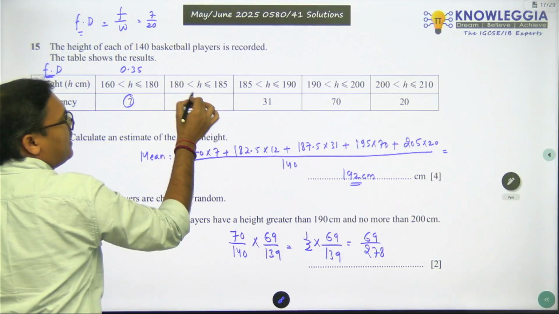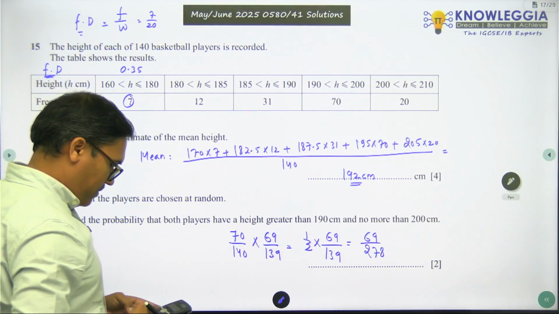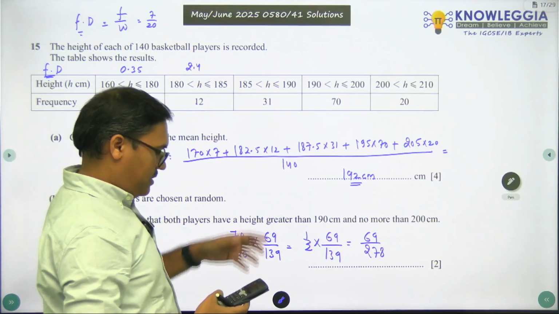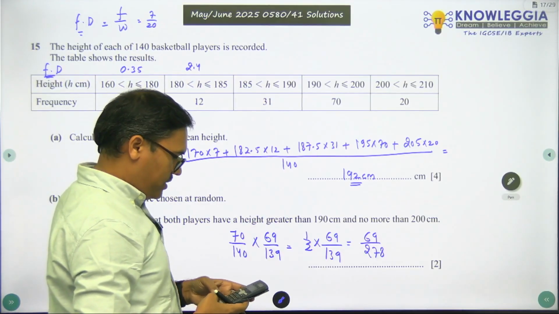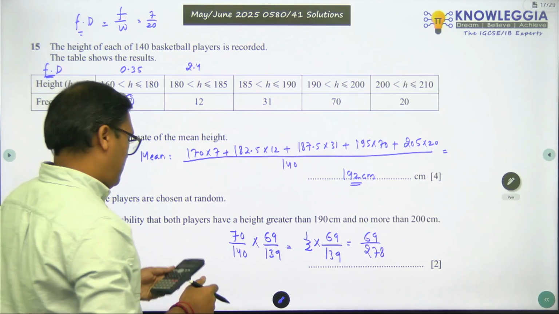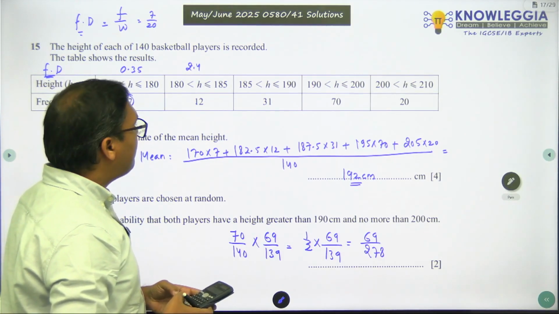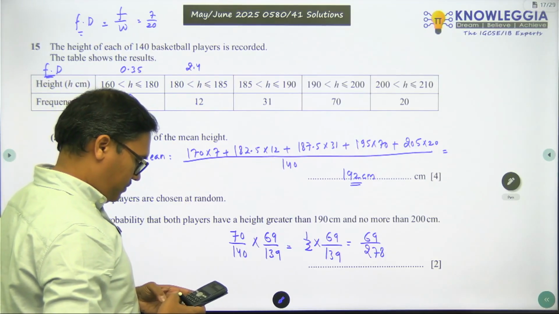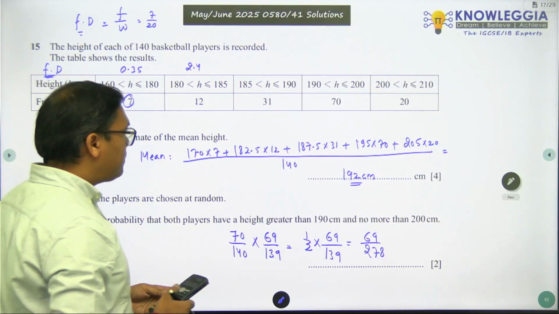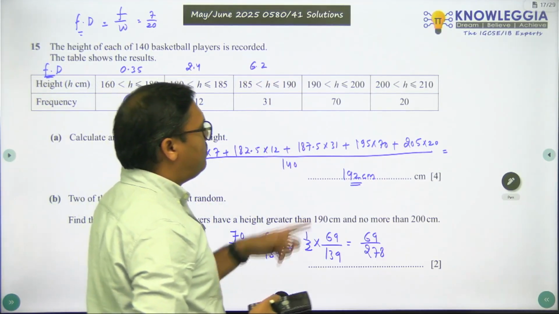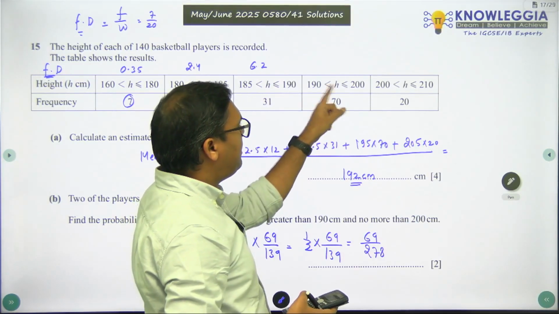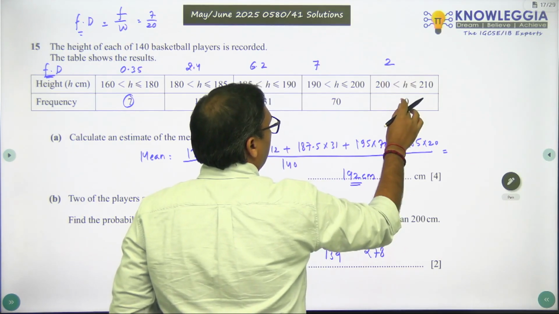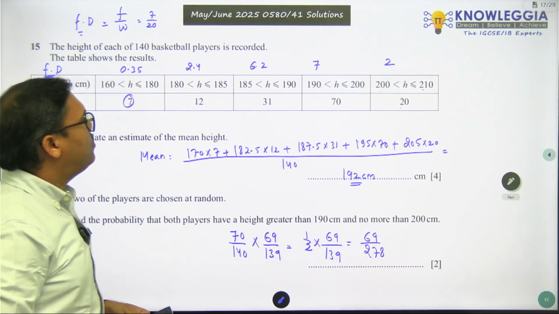Okay, same logic. What is the frequency? This is 12 here, and the width is 5. So this is 12 divided by 5, which is equal to 2.4. What is the frequency density here? The frequency is 31, and the class width is 5. So this is 31 divided by 5, which is equal to 6.2. Then for this one, the frequency is 20 and the class width is 10. So 20 divided by 10 is 2. Okay, this is 2.